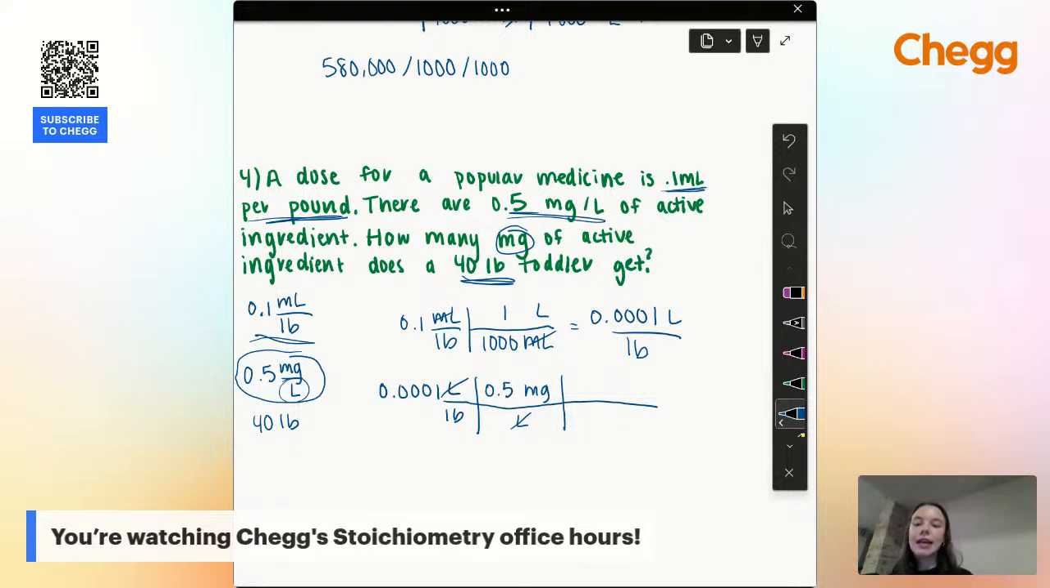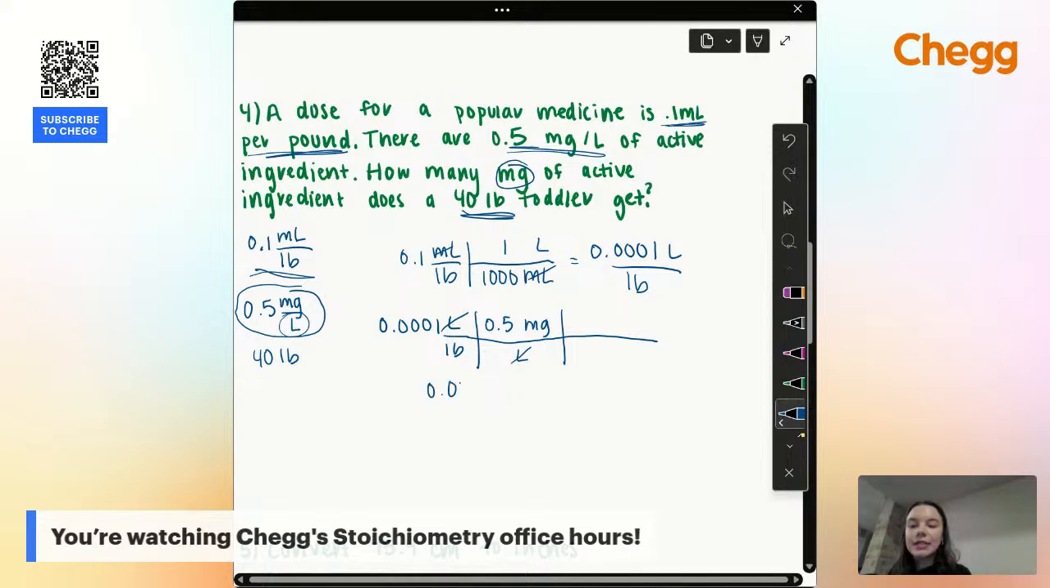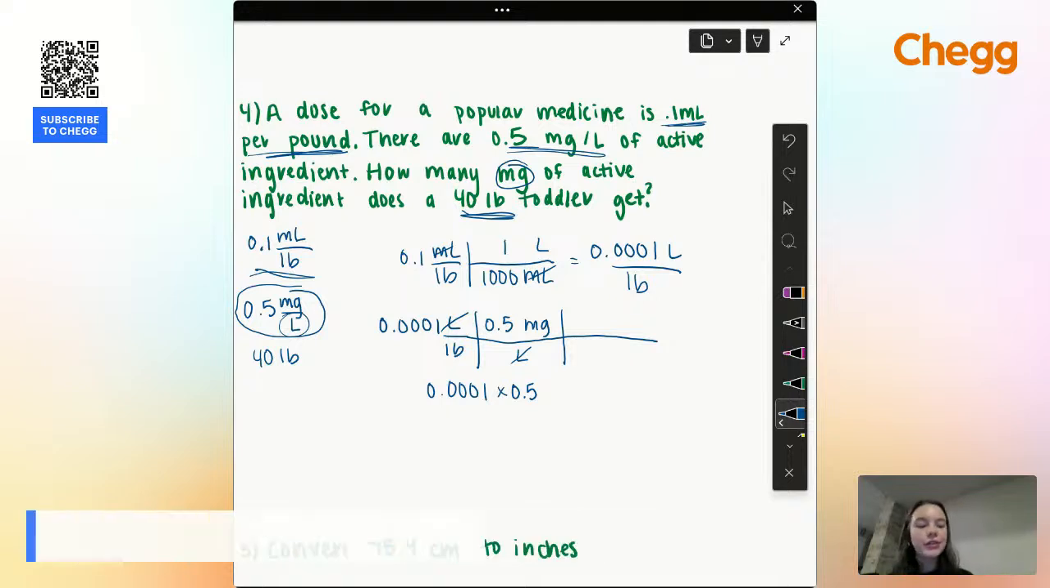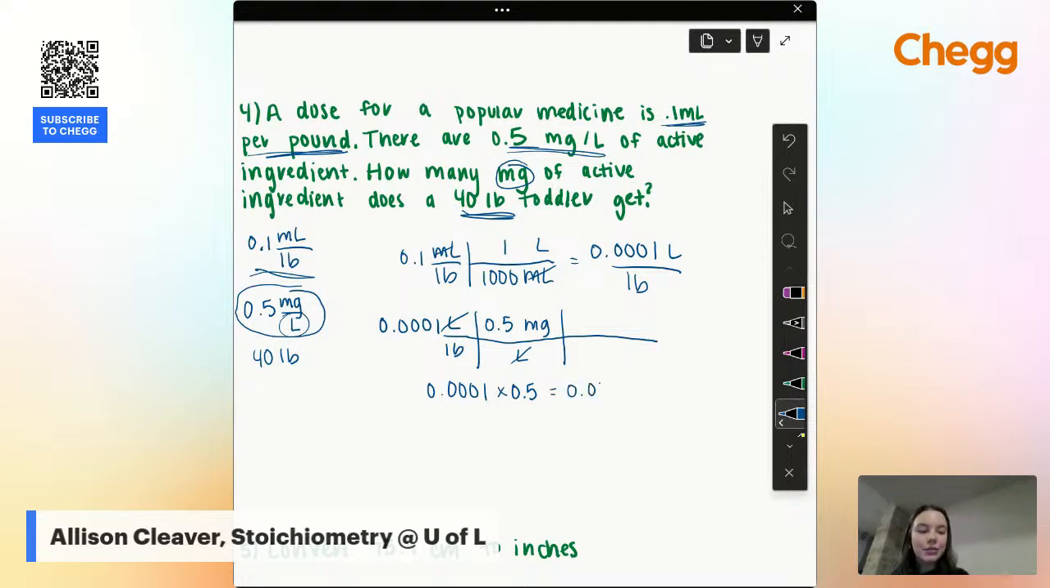And let's put that in the calculator. So we're going to do 0.0001 times 0.5. Put that in the calculator and tell me what you all get. 3, 2, 1. So we got 0.00005 milligrams per pound. So our last step is we need to know how many milligrams to give this 40-pound toddler. Any ideas what we should do?